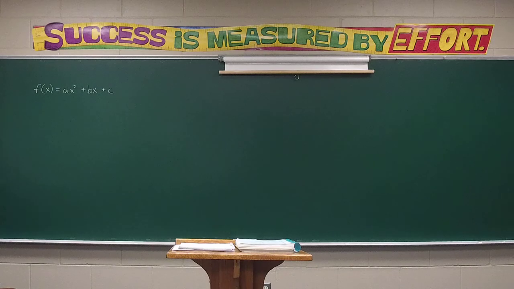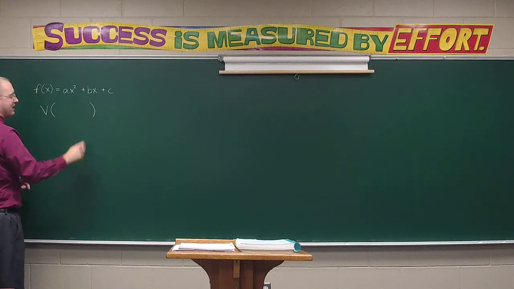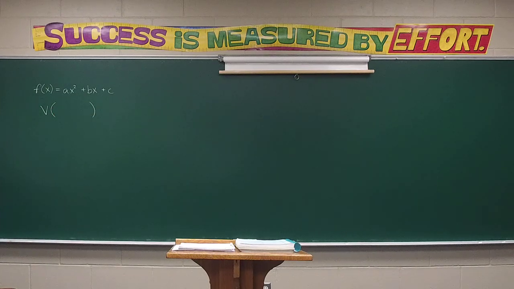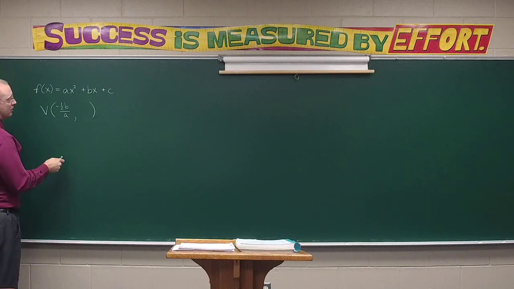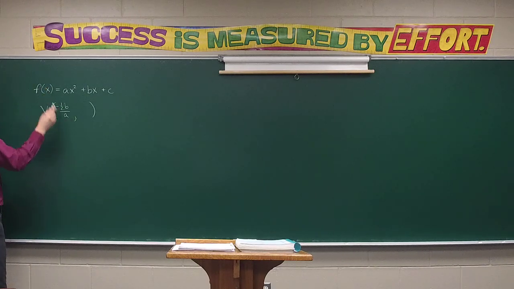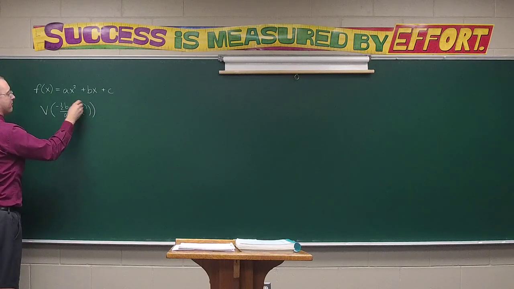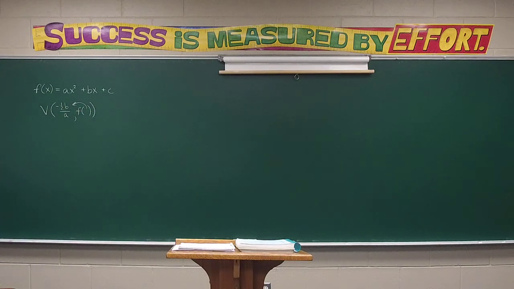If we have the general form, we could actually find the vertex of the quadratic with what formula? Negative 1/2 b over a. You plug that into the equation, so f of that. And that's one way to do it, right?